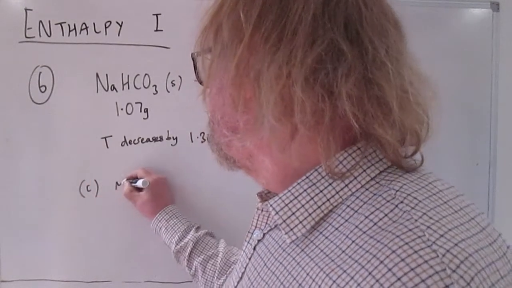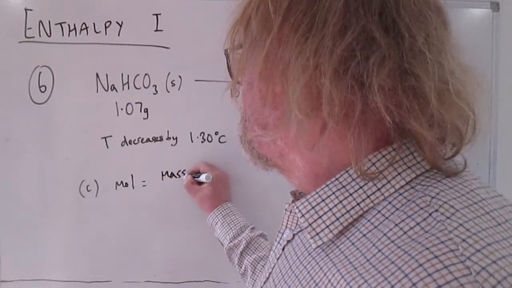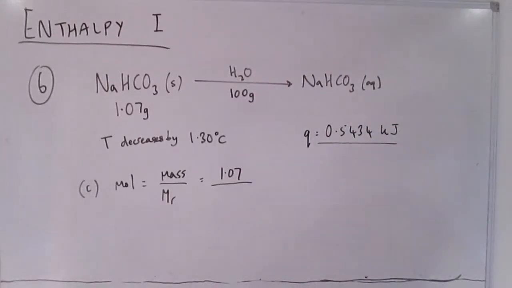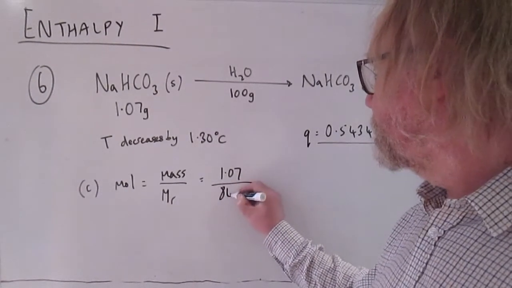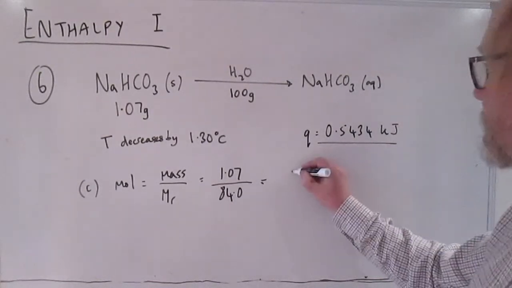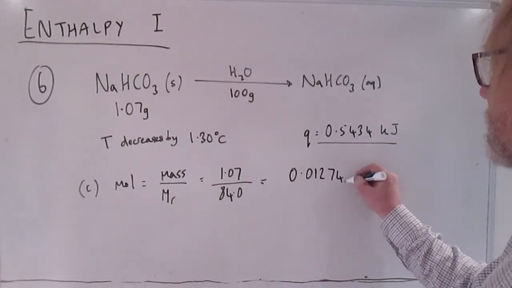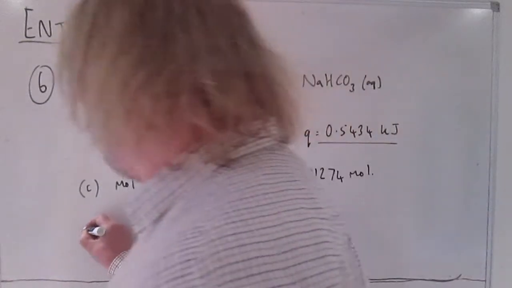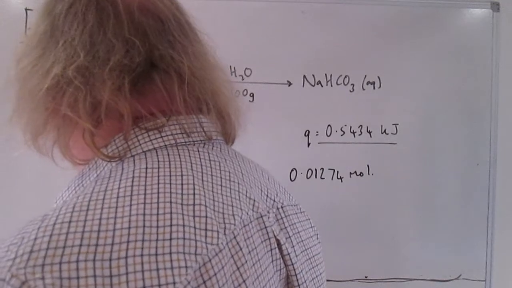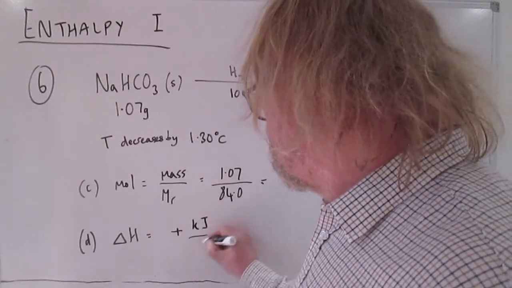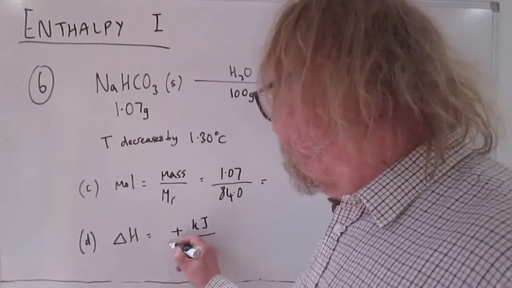So for part C, we have moles is mass over mR, which is 1.07 grams, and the mR of sodium hydrogen carbonate is 84.0. And so if we calculate that, that comes to 0.01274 moles. So that's C. And then D, we have to calculate delta H. And this time, delta H is going to be plus the kilojoules divided by the moles. Plus because it's endothermic this time.